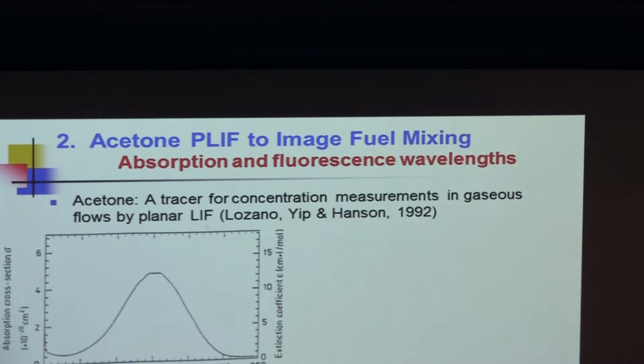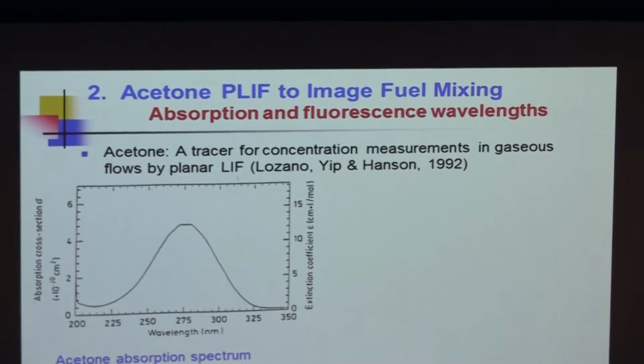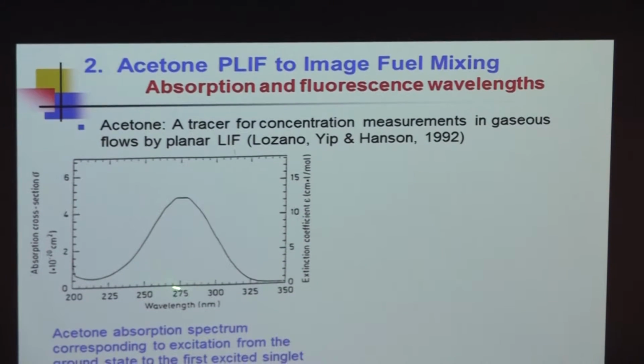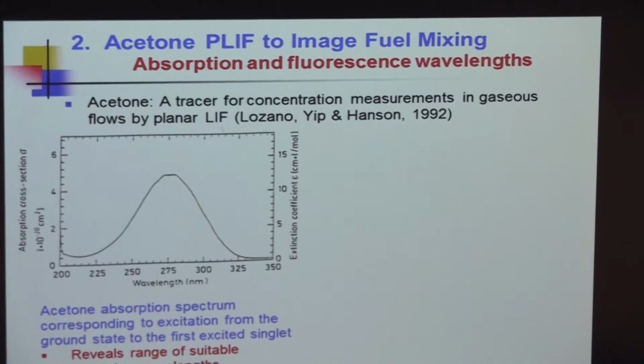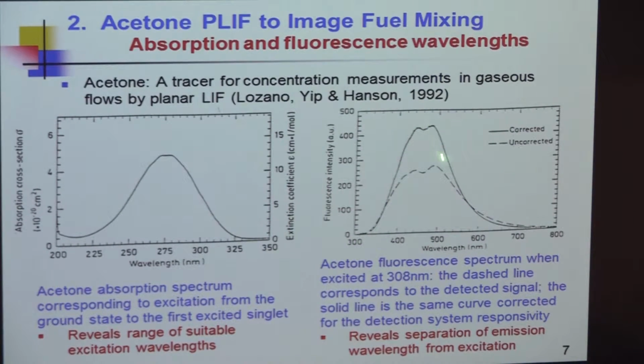Yep. And back to this again. So this was the absorption spectrum for acetone. And I think I mentioned, he actually analyzed a lot of possibilities, but concluded acetone was the safe one. Looks like the peak is more like 275 nanometers. And then here's the fluorescence spectrum. Peaks out here at around 500 nanometers.